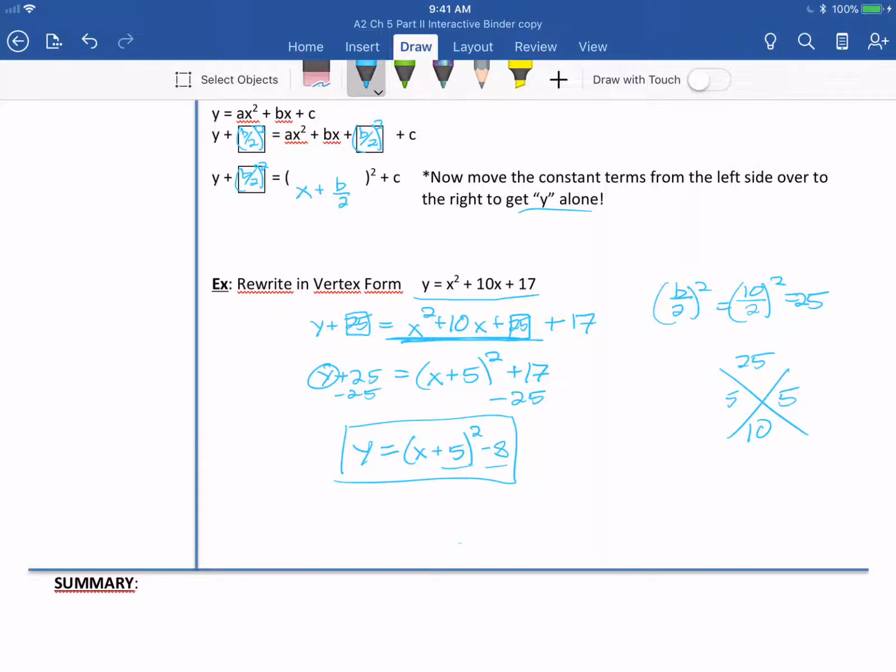All right, so again, like I said before, I know this is kind of a longer process. It's got a lot of stuff going on in it, but once we do a bunch of these, it's going to make some sense, I promise.